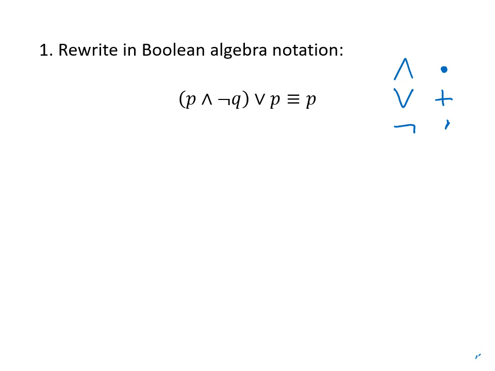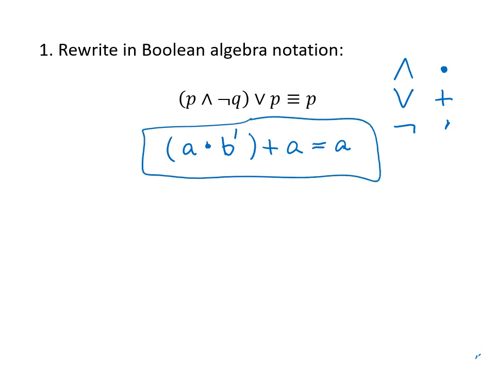We also typically use lowercase letters towards the beginning of the alphabet for Boolean algebra instead of P's and Q's. So instead of P, I'll write A, AND becomes multiplication, not Q becomes B prime, and then OR becomes plus, P becomes A, equivalence becomes equality, and then P becomes A again. So there's my Boolean algebra statement that is equivalent to the logical statement.